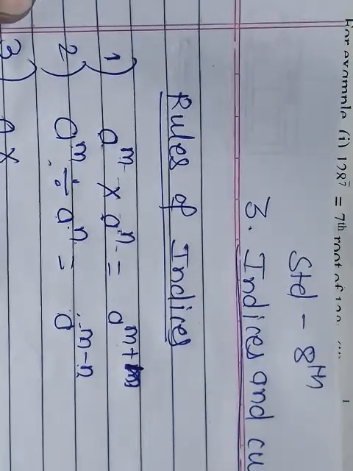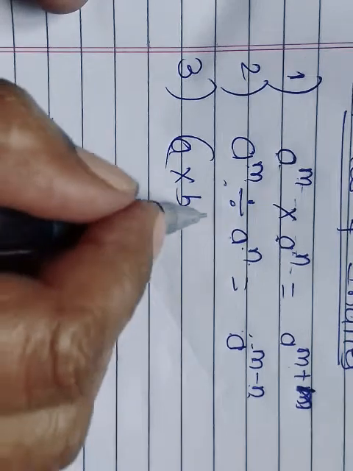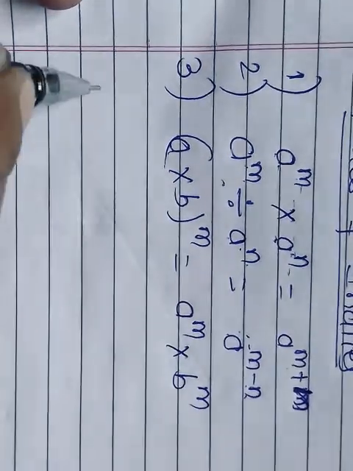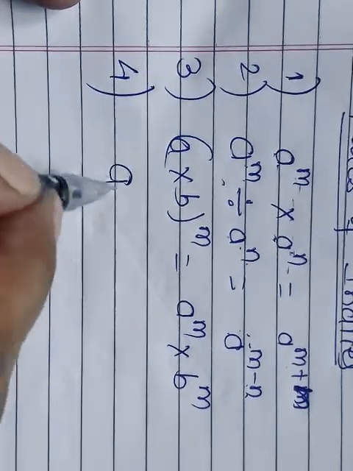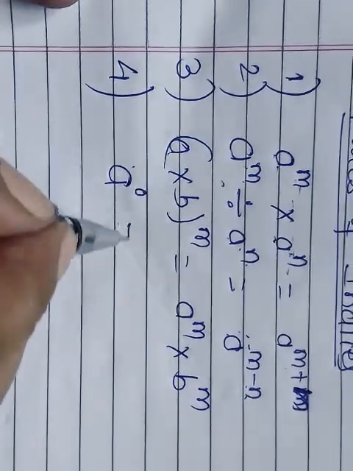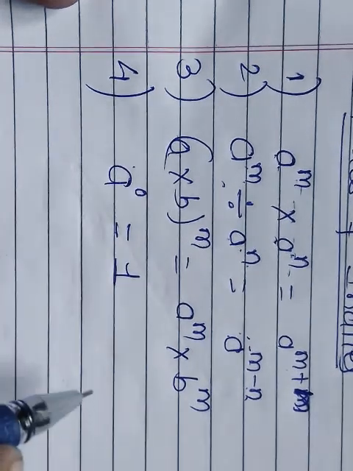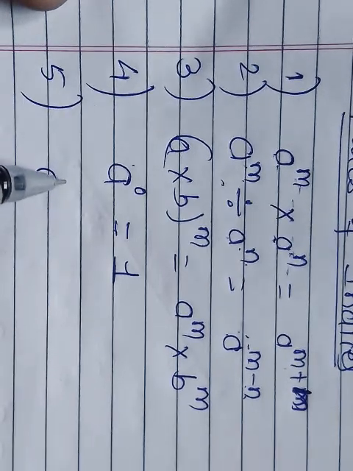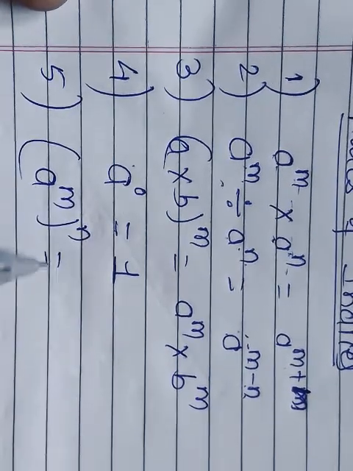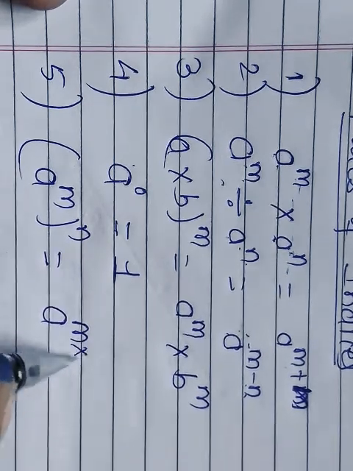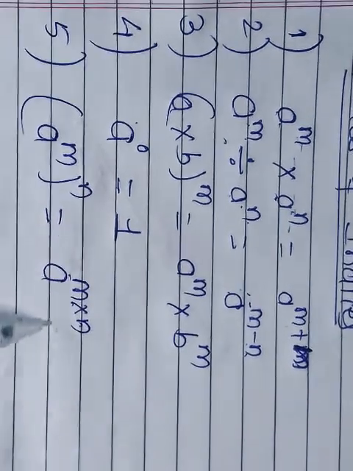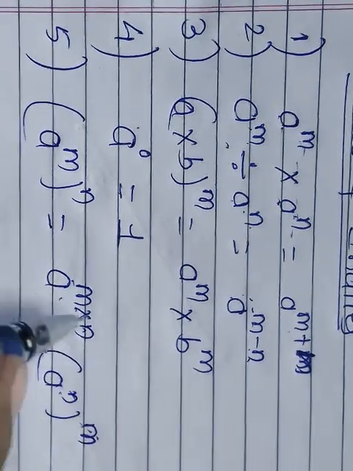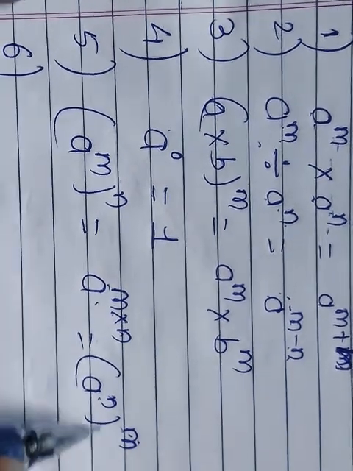Next, third, a into b whole raised to power m, means a raised to m into b raised to m. Fourth one, any base: if the index is 0, then the answer is always 1. Fifth one, a raised to m whole raised to n, means a raised to m into n, the product of the indices. You can also write it as a raised to n or a raised to m, the product of their indices. Only the indices have to be multiplied.